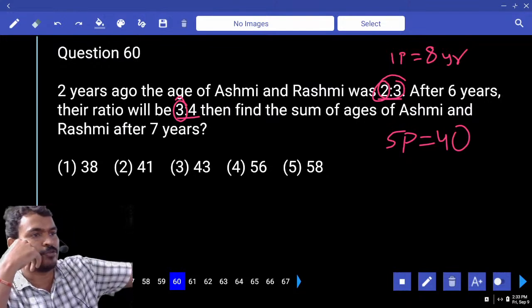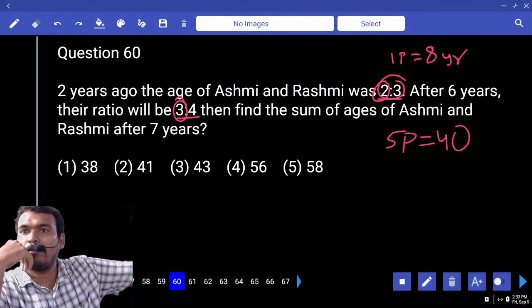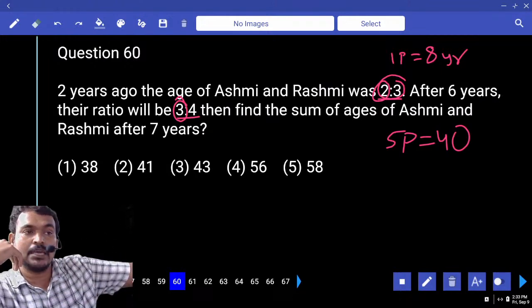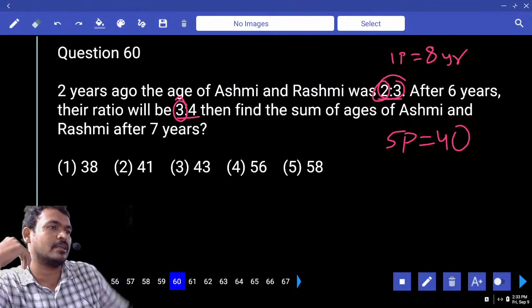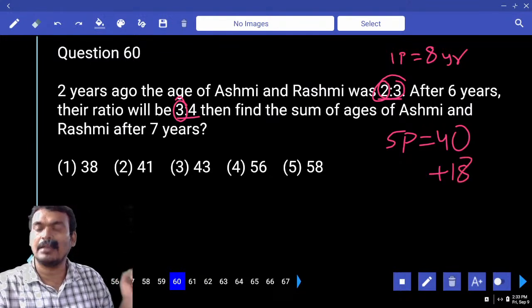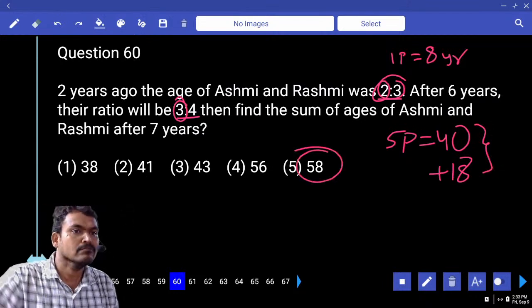Means from the past to present, present to future. Each one, how many years are increased? 9 years or not? Past to present 2 years. Present to future 7 years. Each one, how many years are increased? 9 years. But total how many persons? 2 persons. How many years are increased? 18 or not? Plus 18 or minus 18? Plus 18. 40 plus 18 how much? 58.